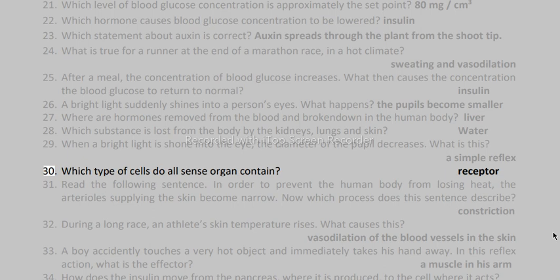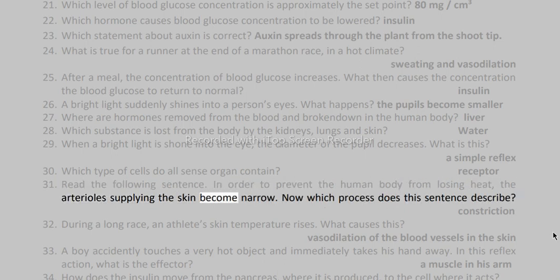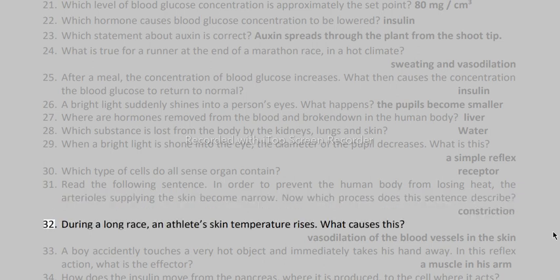30. Which type of cells do all sense organs contain? Receptor. 31. Read the following sentence. In order to prevent the human body from losing heat, the arterioles supplying the skin become narrow. Which process does this sentence describe? Constriction. 32. During a long race, an athlete's skin temperature rises. What causes this? Vasodilation of the blood vessels in the skin.